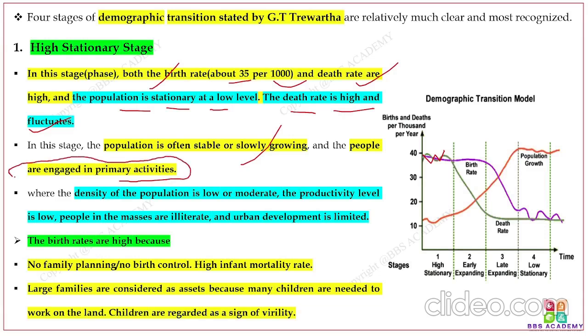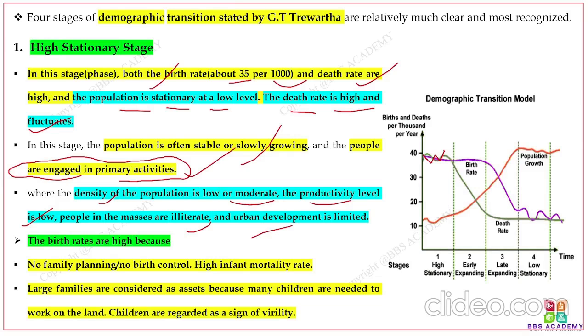They are engaged in the primary activities, like agriculture and fishery. If we see the other characteristics of the population, the population density is low or moderate, the productivity level of the stage is very low, and lots of people are illiterate here. Urban development is very slow in this type. Basically, here the rural families stay in this high stationary stage.